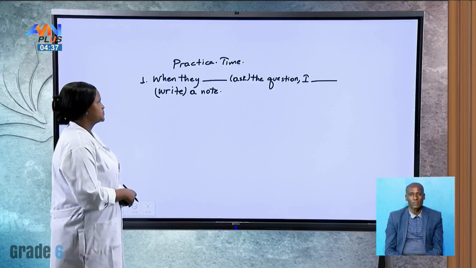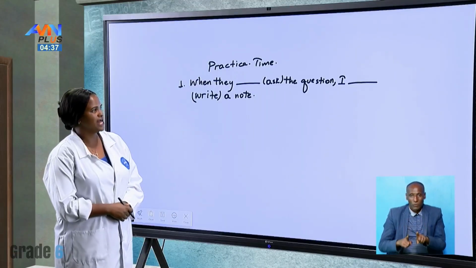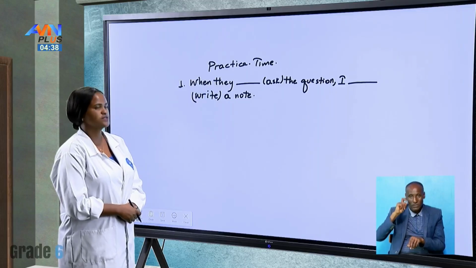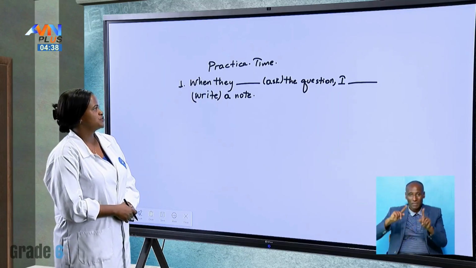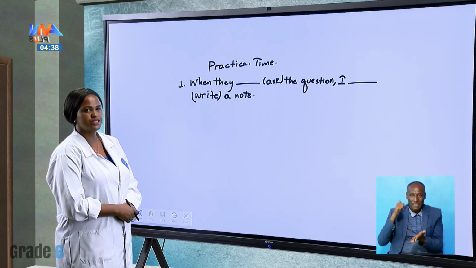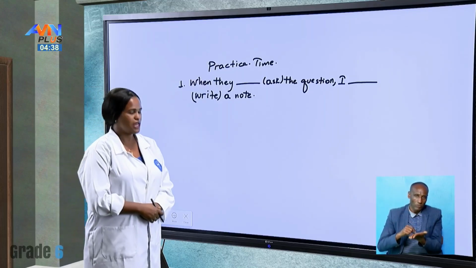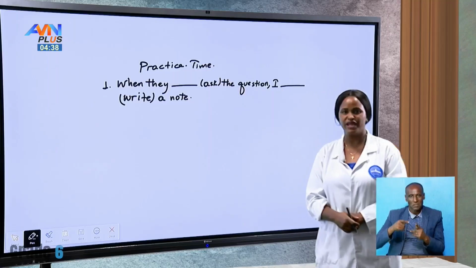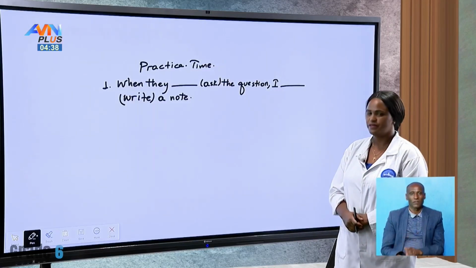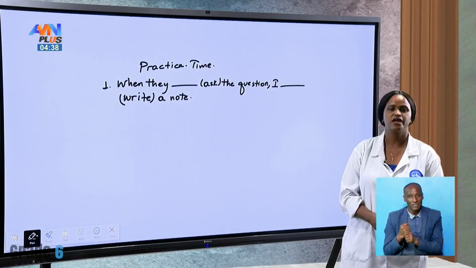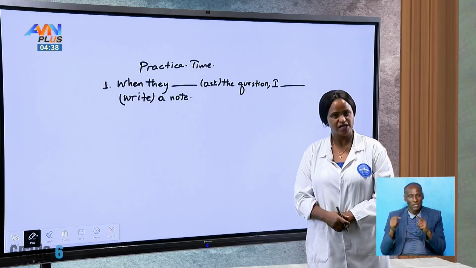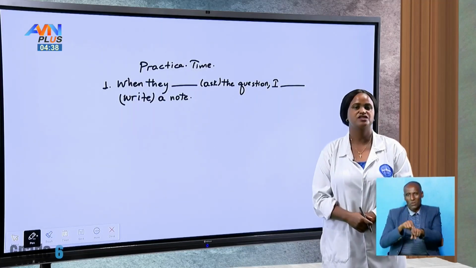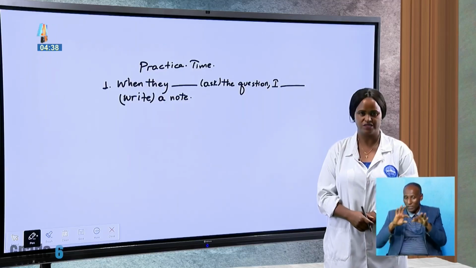Let's do this. When they (blank) ask the question, I (blank) write a note. How do you think we better make the words, or the verbs in brackets? Let me give you a few more seconds now. Be careful and remember the action. Try to identify which one is a long action and which one is shorter. And try to focus on the conjunction that I used in the sentence.